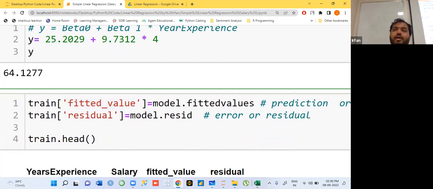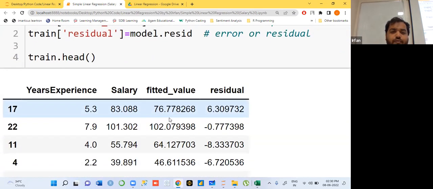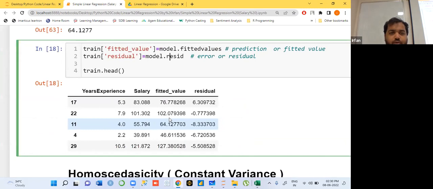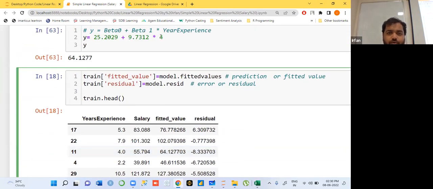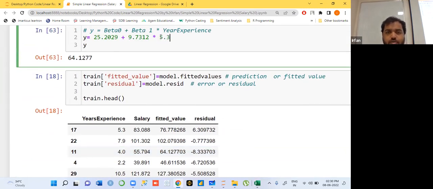What is the meaning of error, guys? How do we calculate error? Actual minus prediction. Either you call it error or we call it residual. So from the model, give me residual also. Now if you see, what is the actual value, guys, for the first customer? First experience is how much? How much is earning? 83. How much should he earn? Number gets match.